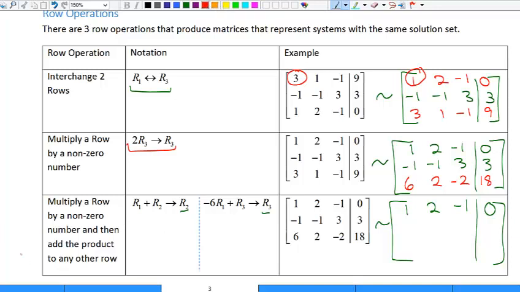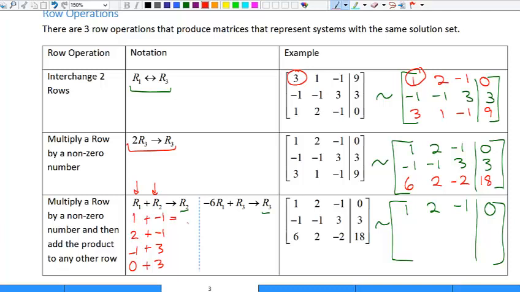One way to do that is to write it horizontally. So when I have row 1, I have 1, 2, -1, and 0, and I'm adding it to row 2. Well, who's row 2? -1, -1, 3, and 3. Notice that I wrote my row 1 down vertically. I wrote my row 2 down vertically, and now I'm going to add them horizontally.